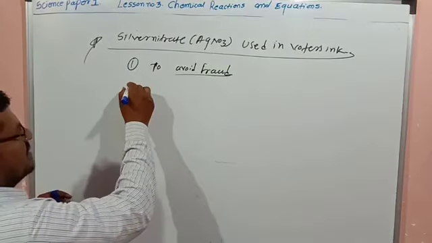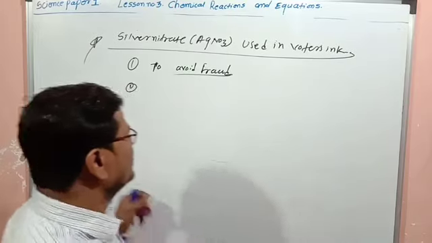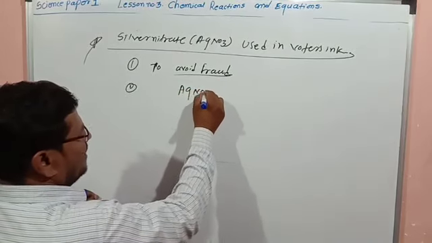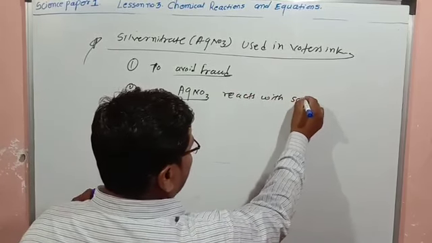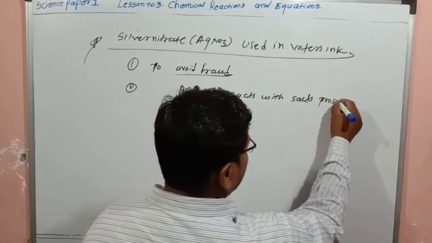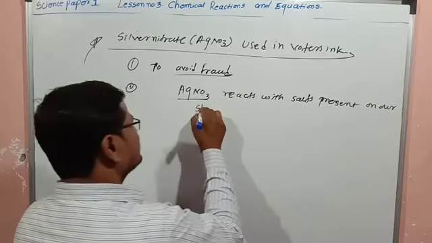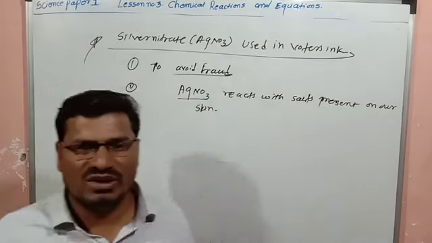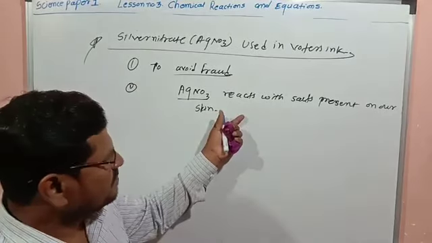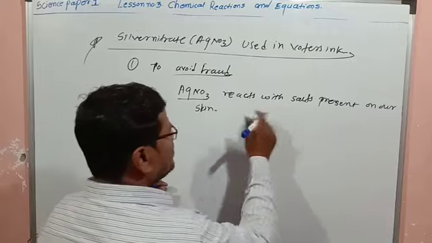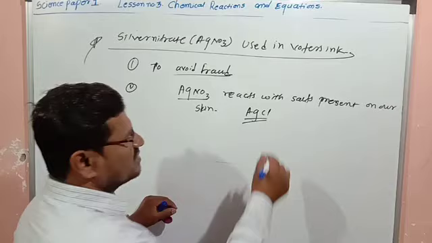The second thing is, if you mix silver nitrate in the ink, then this silver nitrate, AgNO3, reacts with salts present on our skin, and when it reacts, it will form AgCl, silver chloride.